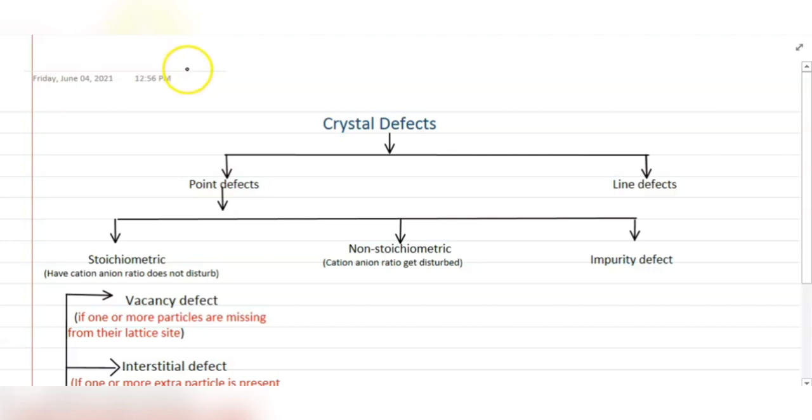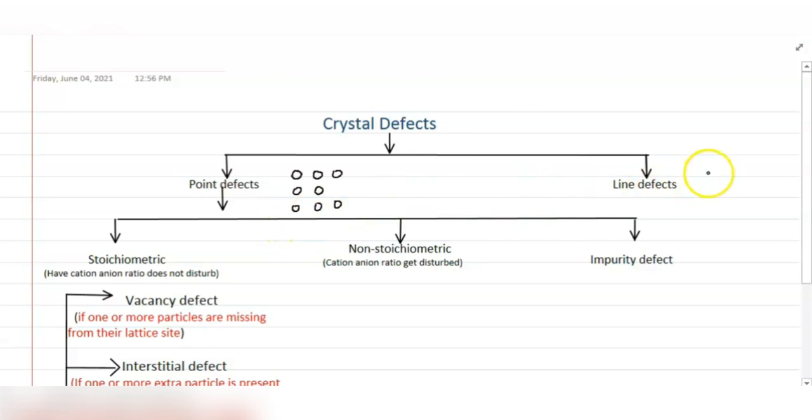any imperfection in a crystal is called a crystal defect. If there is an imperfection in a crystalline solid, this is called a crystal defect. Crystal defects are of two types: point defect and line defect. If a crystal defect exists at a particular lattice point, let's suppose this is a crystal, if a particle is missing from its lattice point, then it will be a point defect.